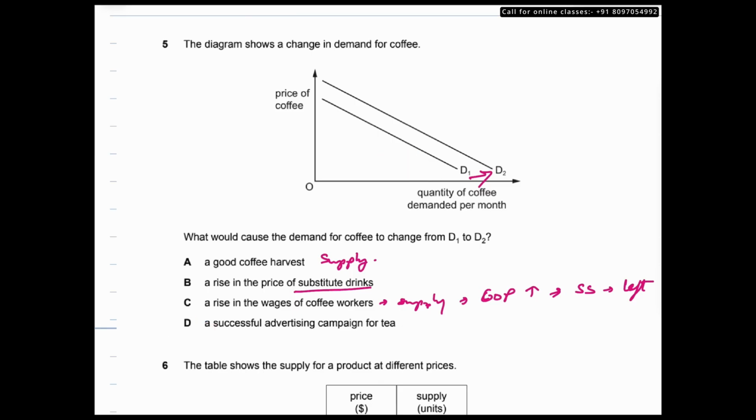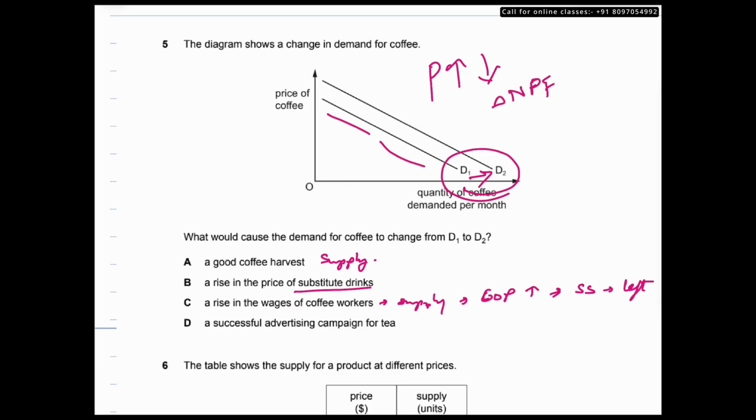So to answer this, we just need to remember that a movement along the curve, whether it is contraction or extension, is because of price increasing or decreasing, but a shift in the demand curve will always happen due to a change in non-price factors. Clear?